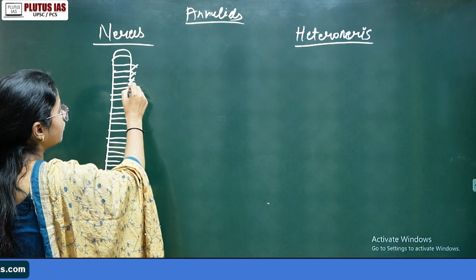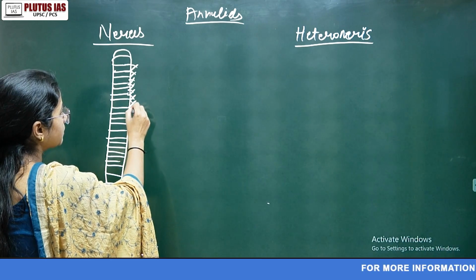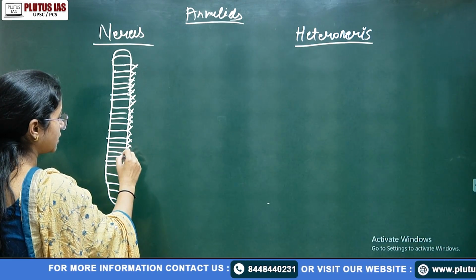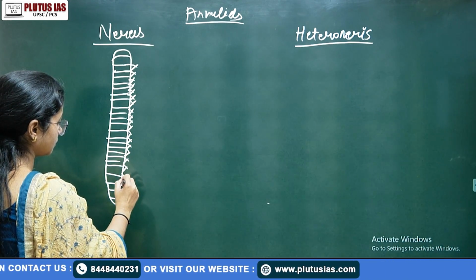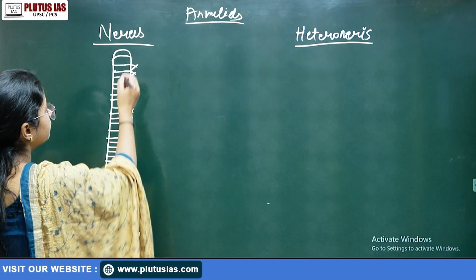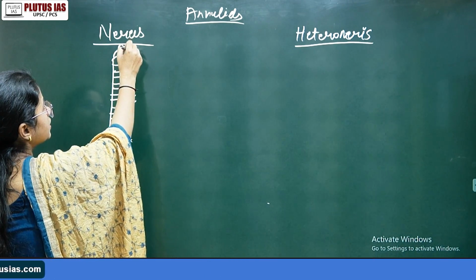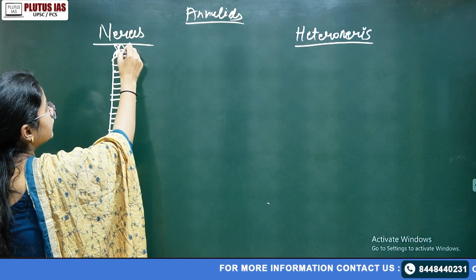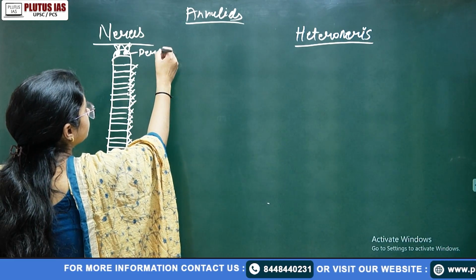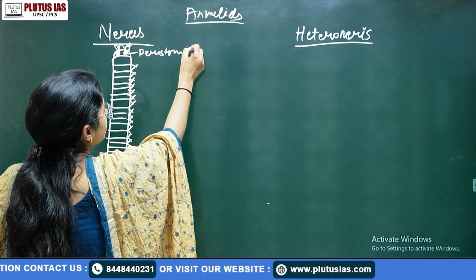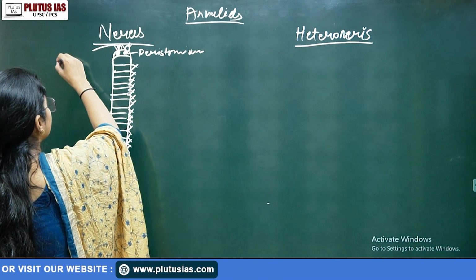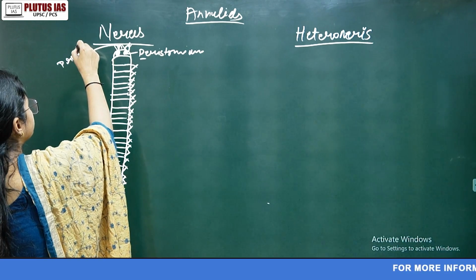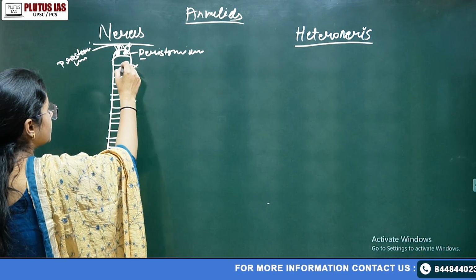What is the difference? It is a true segmentation. We will not draw the diagram of both sides. Each segment bears a pair of parapodia or setae. You can simply write seta. The first segment is known as the peristomium, and above it is the prostomium, where the eyes are. These are your true segments.